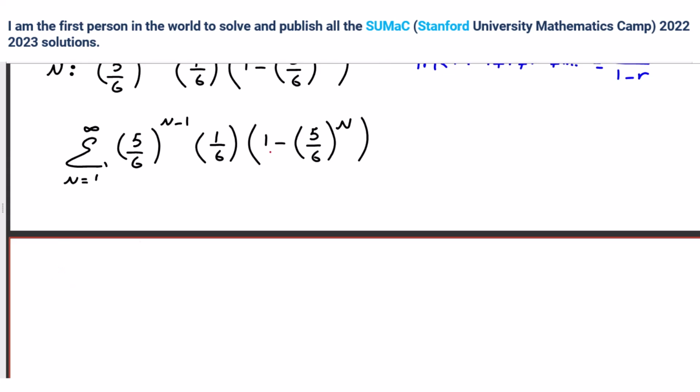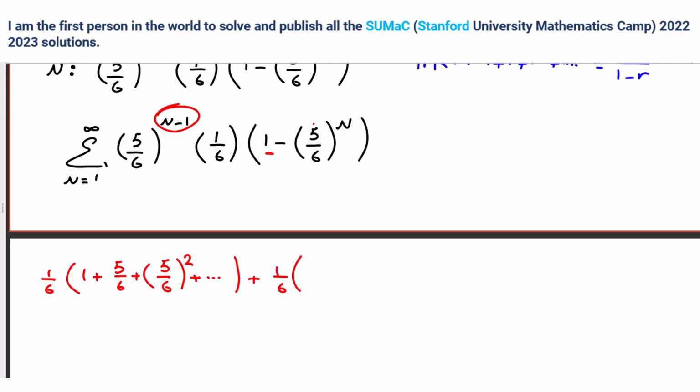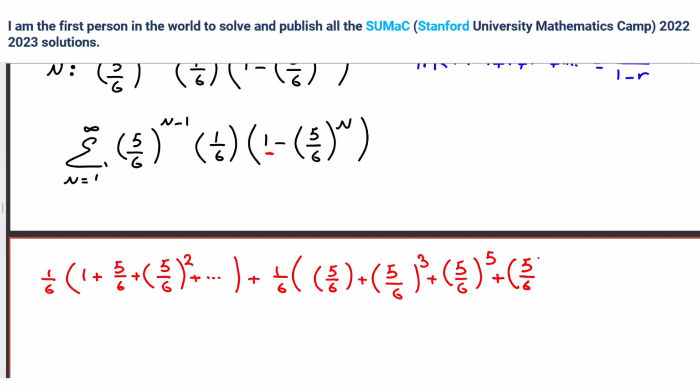Exactly. If we consider the first one, it will be 1/6 times 1 plus 5/6 plus (5/6)^2, right? Yes. So on, plus 1/6 times (5/6)^n, it's n minus 1. For n, it will be (5/6)^(2n-1), right? Yes. So it will be (5/6) to the 1 plus (5/6) cubed, (5/6)^5, (5/6)^7, and so on. So this part is easier, right?